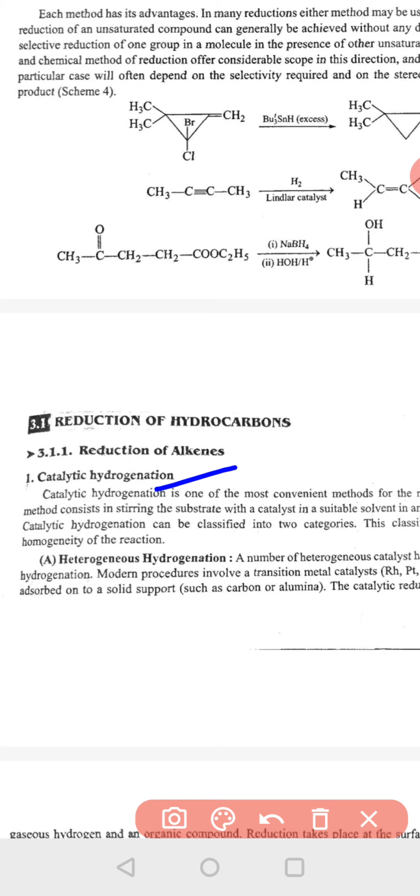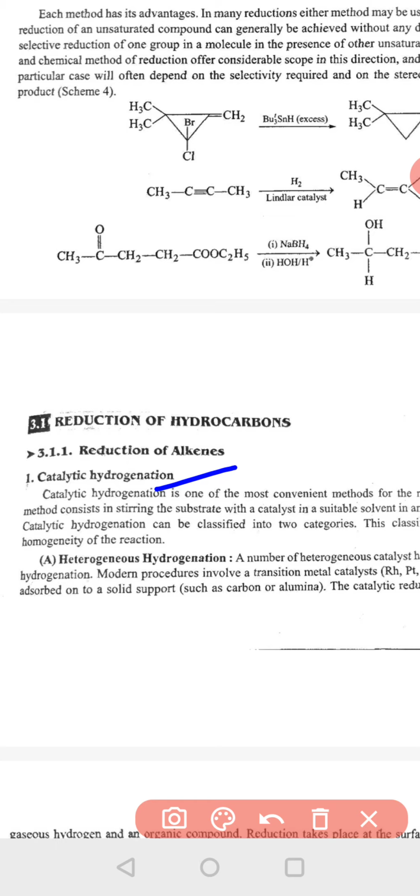The method consists in that we take a substrate, a reactant, and we stir it with the catalyst in a suitable solvent, and then we pass hydrogen gas through this solution. Catalytic hydrogenation can be classified into two categories. This classification is based on the homogeneity of the reaction. The first is heterogeneous hydrogenation.